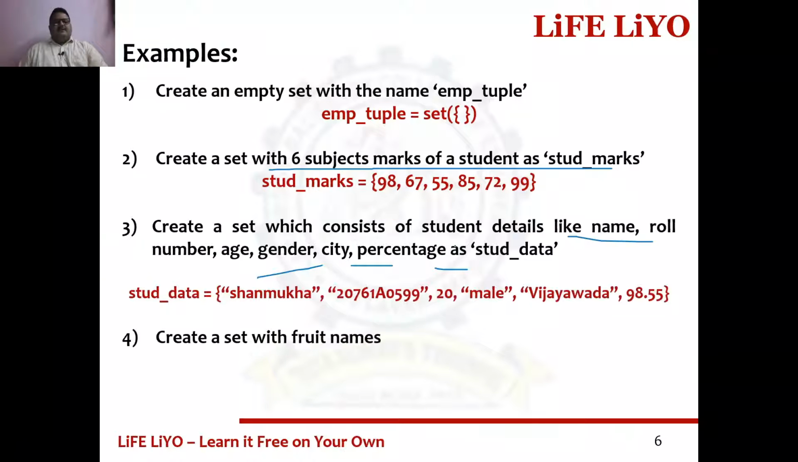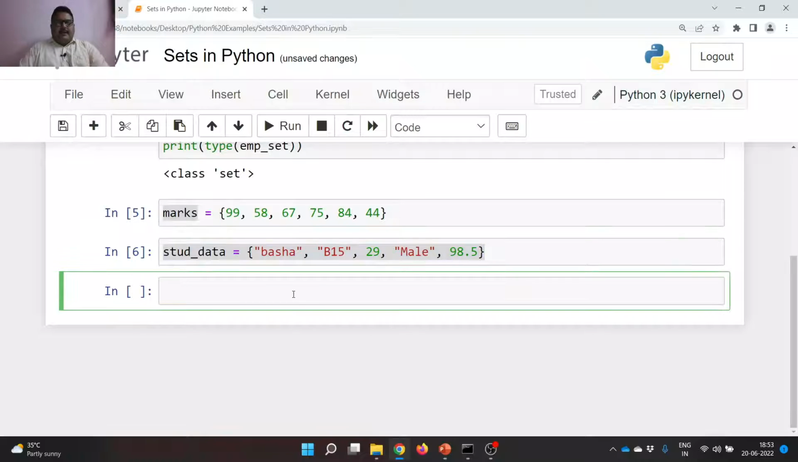Yes, we have given: create a set with fruit items. It's not a big task. We can simply use fruits equal to banana, apple, berries, some other types like guava, etc. So we can create it.